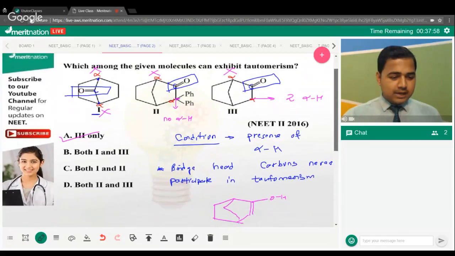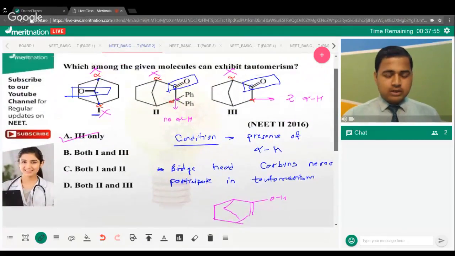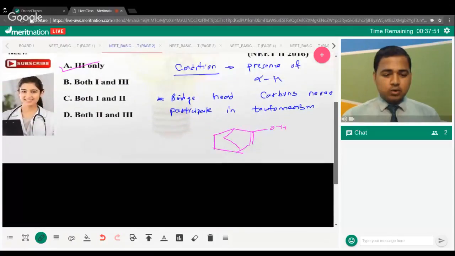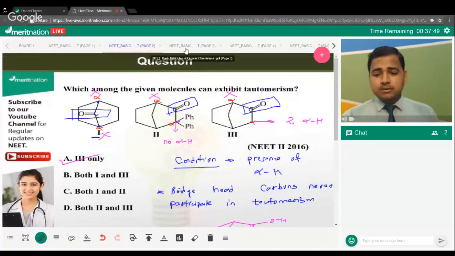So finally, we have understood. Only the third option is the tautomerism concept. So we have done this one. Let's move to the next question. Let's have a look.